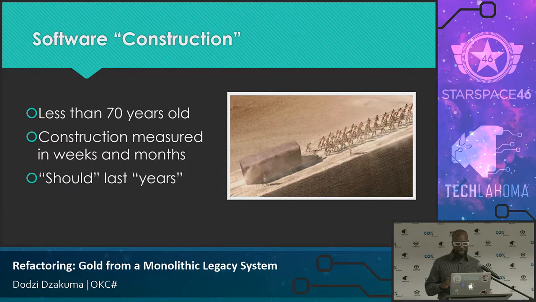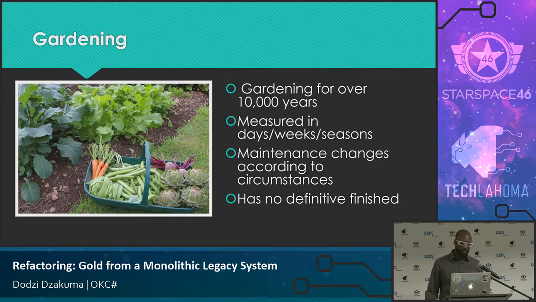I'm going to present you a different idea. It's not my original idea. I read tons of books. I'll tell you the book I got it from in just a little bit. But what about this metaphor? Gardening. We've been gardening for over 10,000 years, equal to the amount of time we've been doing construction, thereabouts. It's measured in days, weeks, and seasons. Maintenance changes according to the circumstances, and there's no definitive finish. You're not ever finished gardening. You always need food, you always need to eat. You're always finding ways to improve your yields.